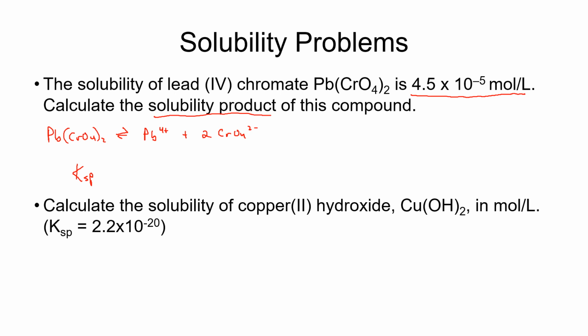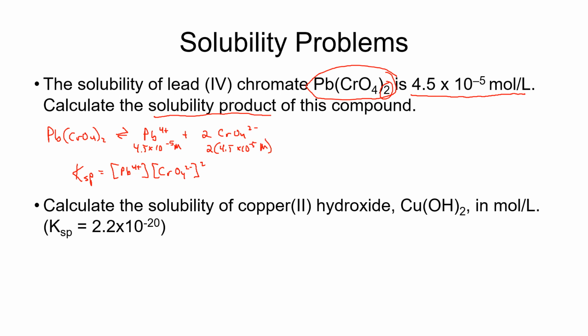the concentration of the lead 4+ times the concentration of the chromate squared. So we need the concentration of those two, and so this is the solubility. This is how much of this whole compound will dissolve, and so you see that you're going to get twice as many chromates as you will leads when that dissolves. So you'll have the 4.5 times 10 to the negative 5 moles per liter for the lead, but you'll have double that for the chromate, so it'll be 2 times 4.5 times 10 to the negative 5 moles per liter for the chromate.